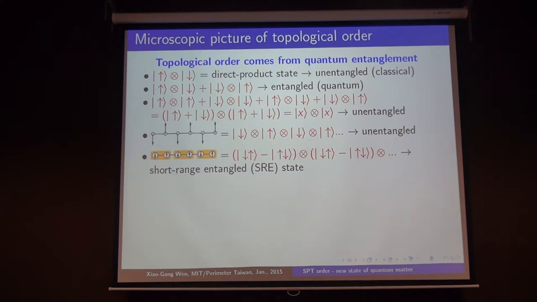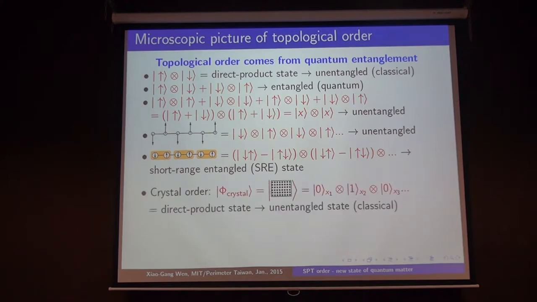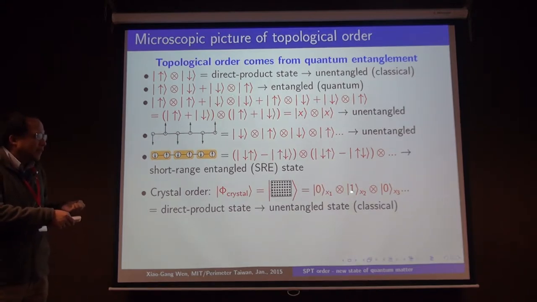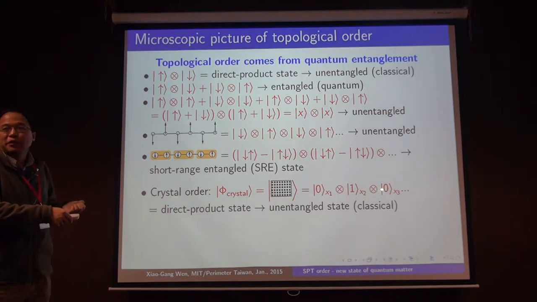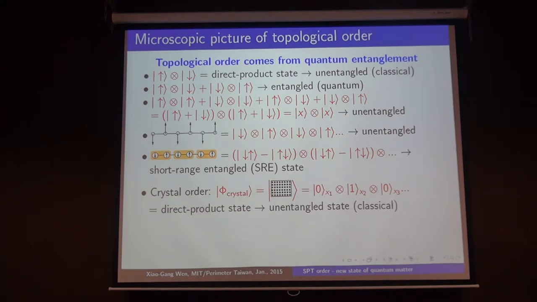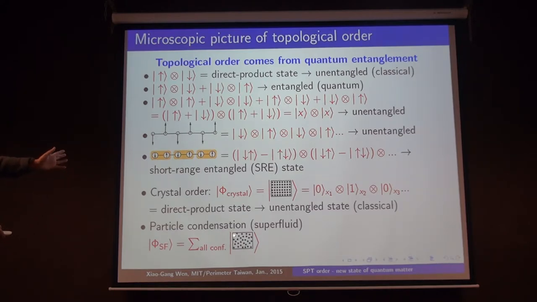Okay. And so the crystal is also an unentangled state, because the crystal can be written in the following way. In some space point, we have no particle. In some other space point, we have one particle. So the product state of no particle, one particle, gives us a crystal. The superfluid seems to be an entangled state, because it is a superposition of all possible configurations of particles. So they are entangled.